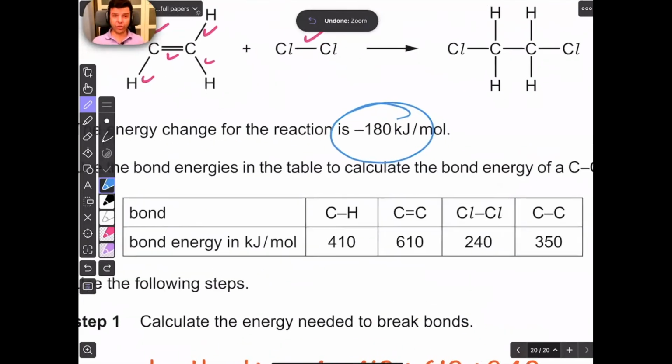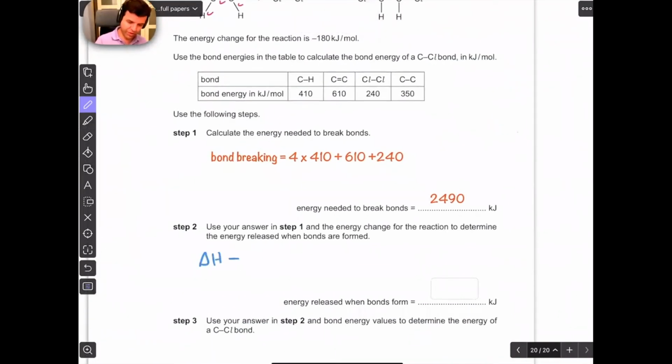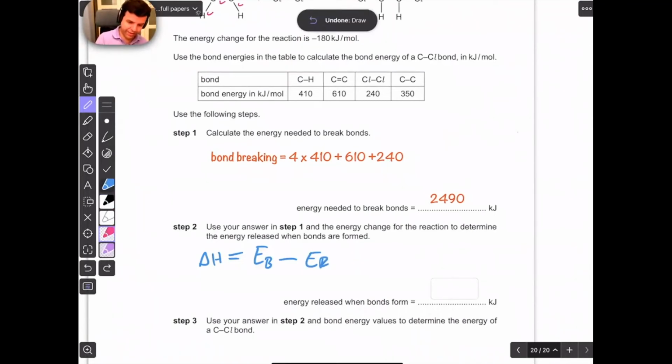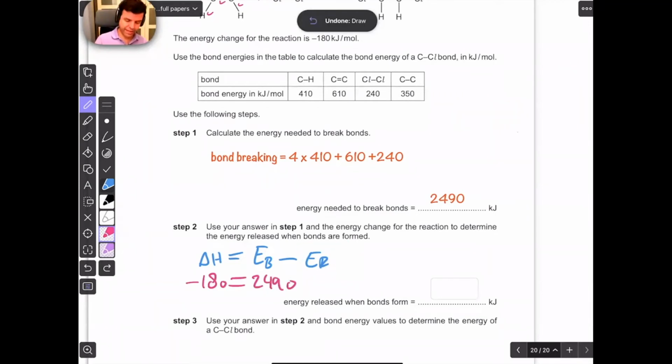So what am I going to do now? I'm going to take that equation, delta H. What is delta H? Delta H is energy broken minus energy released, right? Remember what was the delta H? I was given the number here, negative 180. How much energy was needed for the breaking of bonds? It is 2490, right? And that's the missing number, right? That's the energy for the bonds formed, right?